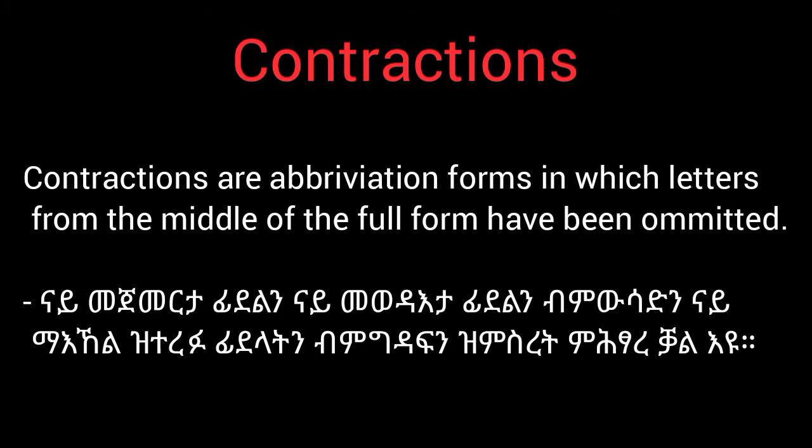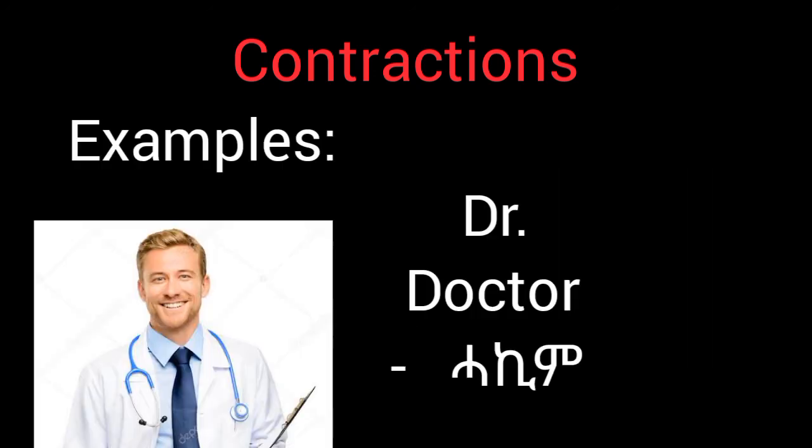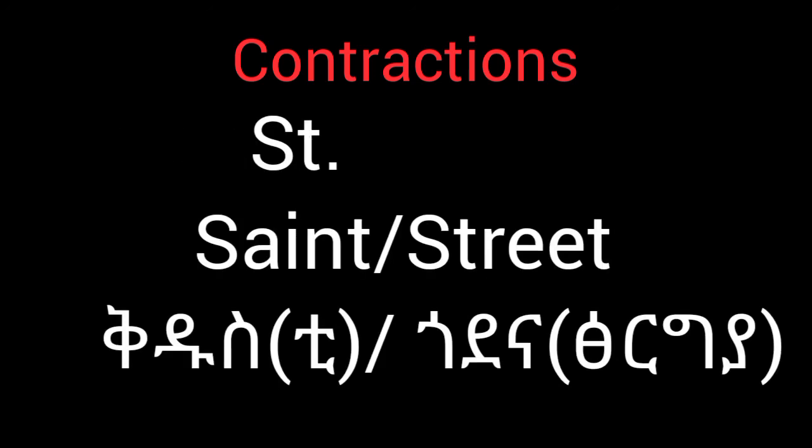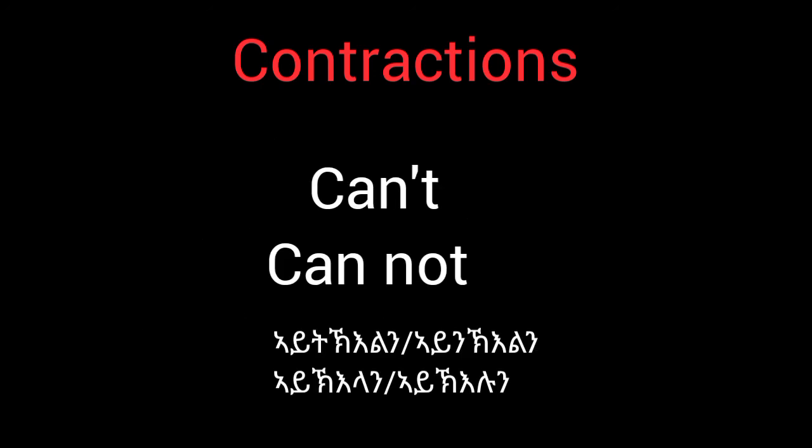Last but not least, contractions. Contractions are abbreviation forms in which letters from the middle of the full form have been omitted. Example: DR, which is a contraction for doctor. ST, which is a contraction for saint or street. Can't, which is a contraction for cannot.